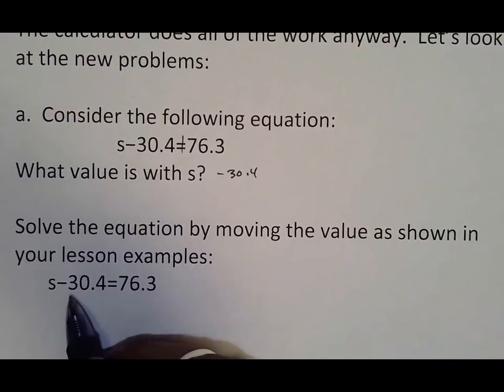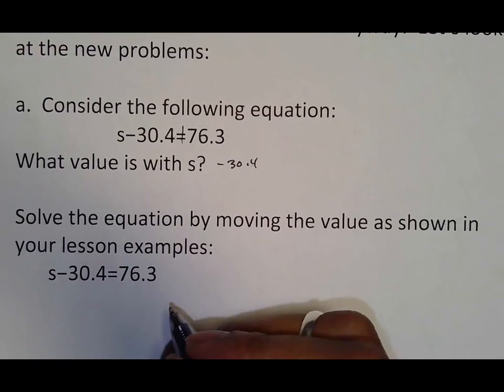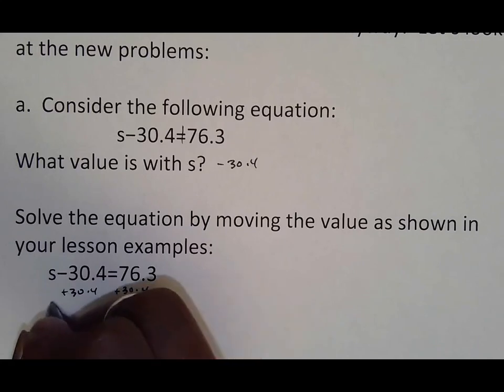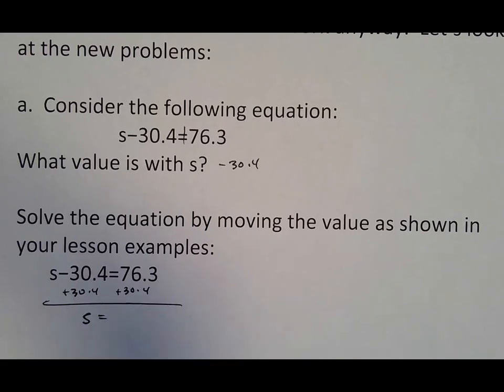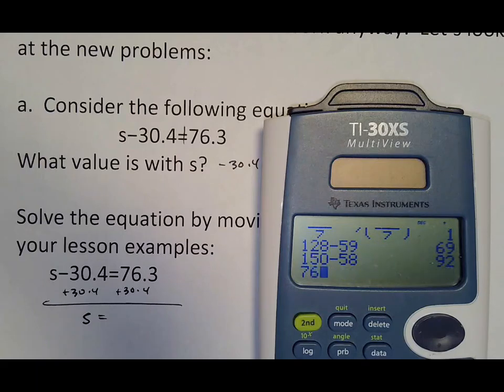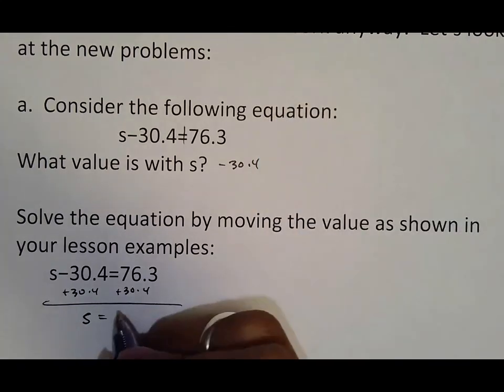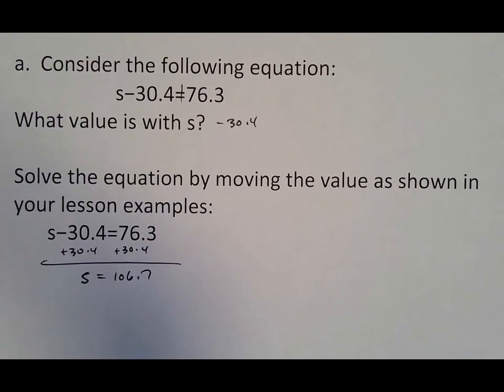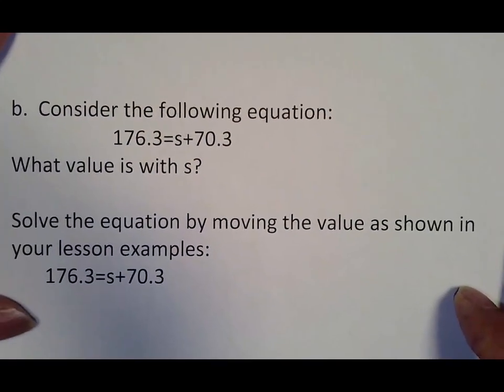So when you want to solve this, how do you move a negative 30.4? That would be by putting a positive 30.4 on both sides. Bring down the s and use your calculator to find the rest of it. So 76.3 plus 30.4 equals 106.7. And that's all you have to do. So the work that you did yesterday is still there, still easy enough. You just now have decimals, which just means you have to take your time.